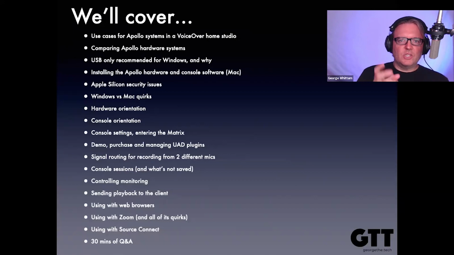Then I'll get into the UAD plugins: what you get for free, what most of you should have for free, how to authorize them, how to add them when it's a demo, and how to buy them if you need to. Then we'll talk about signal routing for recording from two different microphones, an easy way to switch between mic channel 1 and channel 2. It's not obvious in any way.